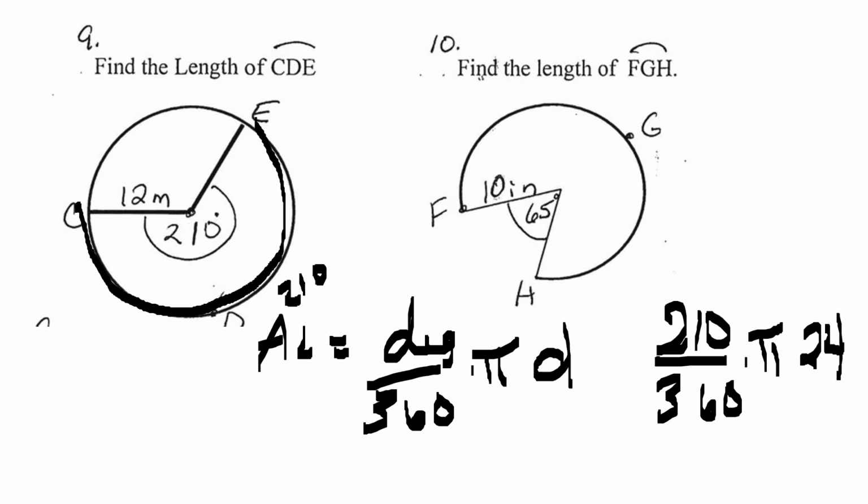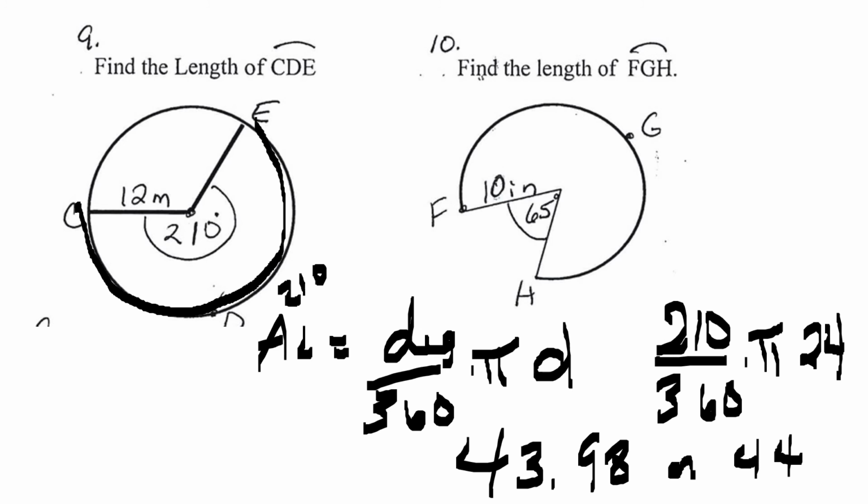210 over 360 times 24. 43.98. 43.98 would actually round off to 44. Even to the tenths place, the 8 would make the 9 go up. 44.0 if you want to be happy about it.